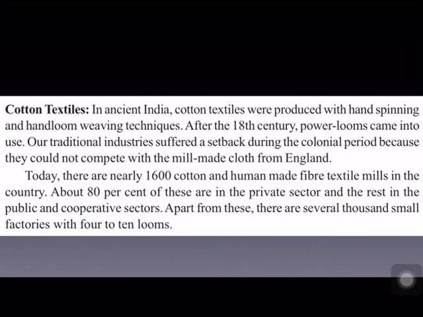Today there are nearly 1600 cotton and human-made fiber textile mills in the country, and about 80% of these are in the private sector. I told you already, public sector and private sector are the two types of sectors based on ownership. The rest are in the public sector, that means owned by the government, and cooperative sectors. Apart from these, there are several thousand small factories with 4 to 10 looms.